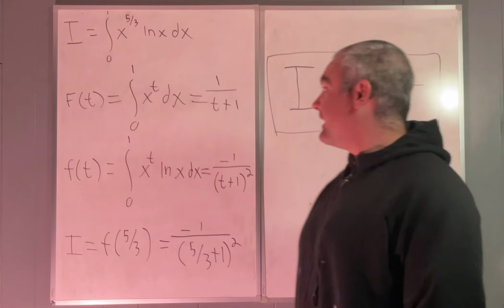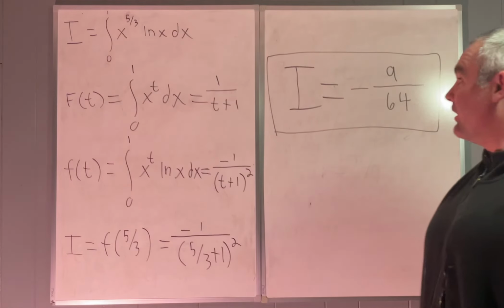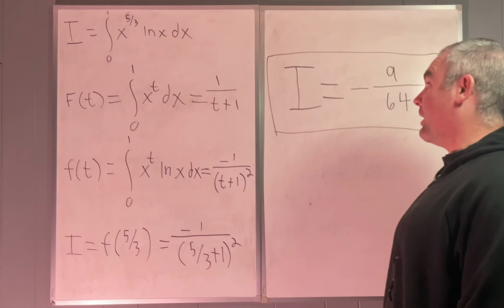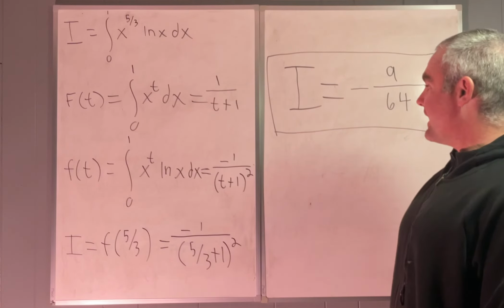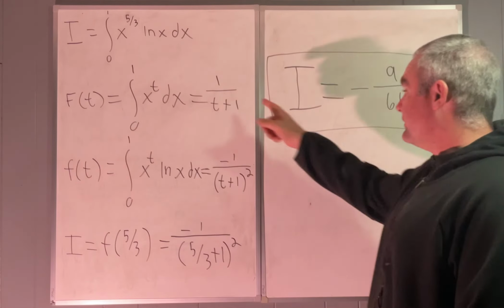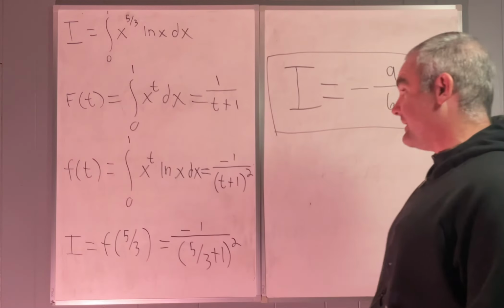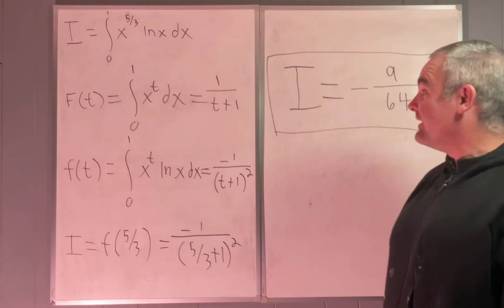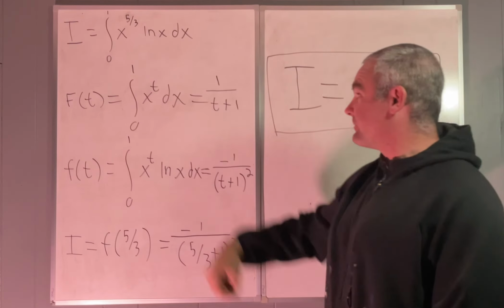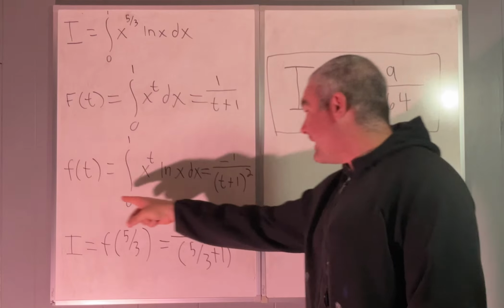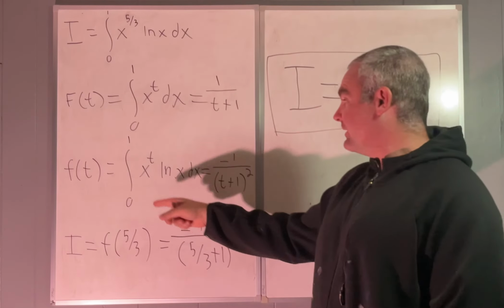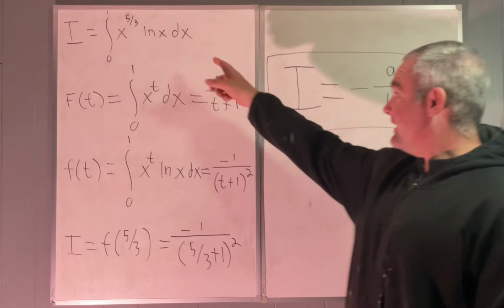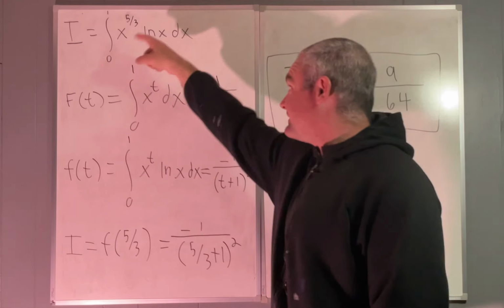So anyway, we have big F of t is equal to the integral from 0 to 1 of x to the t dx. And you could easily evaluate that to 1 over t plus 1. So our next step is to use the Leibniz rule to get to little f of t. If we use the Leibniz rule on this, we take a derivative with respect to t of the entire function by taking a partial with respect to t of the integrand. What you get is that little f of t is equal to the integral from 0 to 1 of x to the t ln x dx. And that's almost the same as this, except we have a t instead of the 5/3.